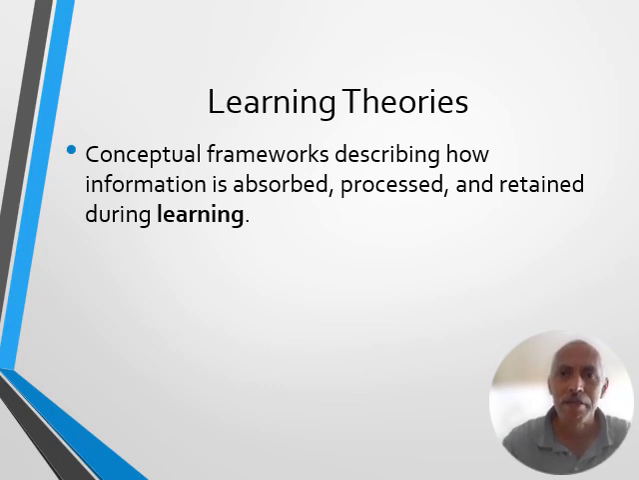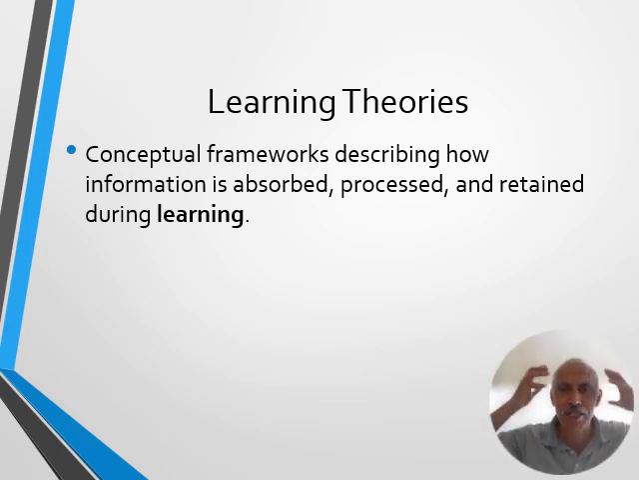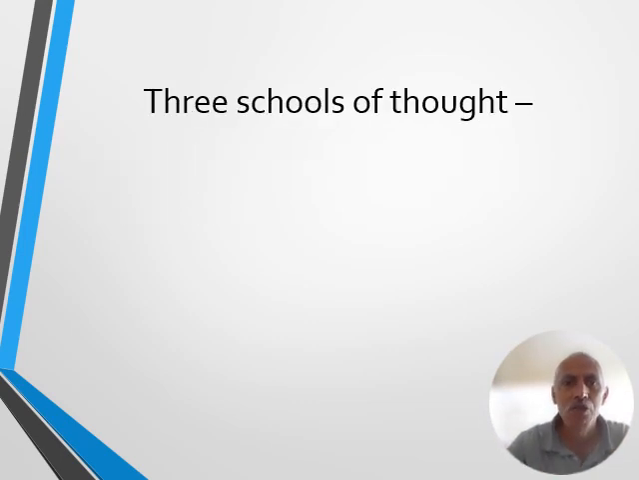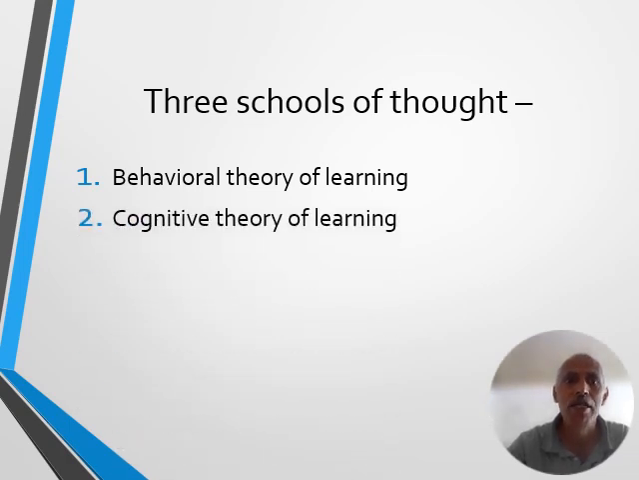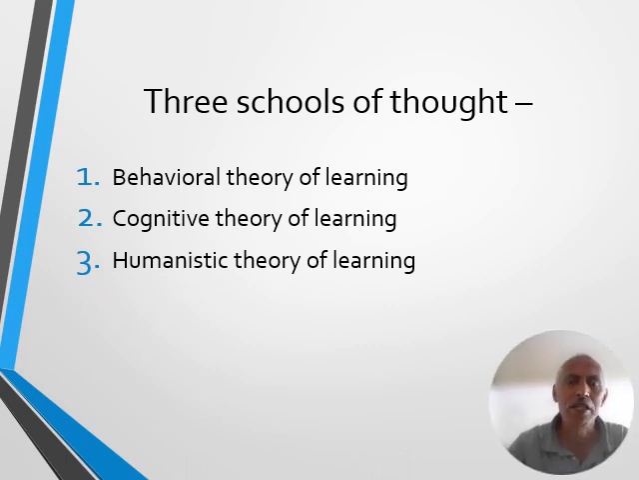So we need to understand the different learning theories. Learning theory is developed based on an understanding of what we believe. How do people receive that information? How do they process that information? How do they retain it? And how do they retrieve it? On the basis of that, we have those three different schools of thought. The first one is the behavioral theory of learning. The second one is the cognitive theory of learning. And the third one is the humanistic theory of learning.